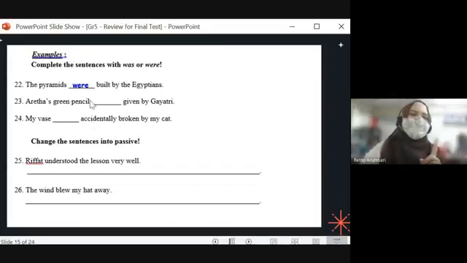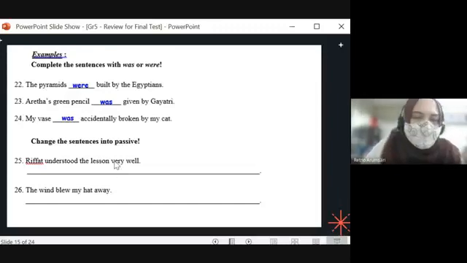There is no S after this. S here means belongings, right? The green pencil belongs to Aritha. Okay, next, number 24. My face was. Yes, there was only one face. All right, next, number 25.